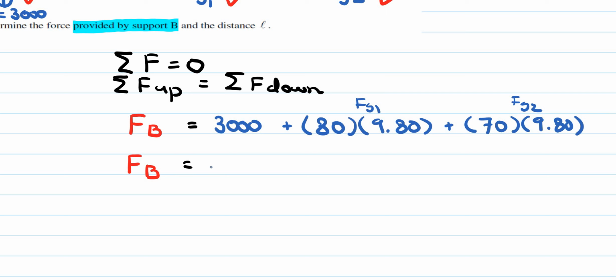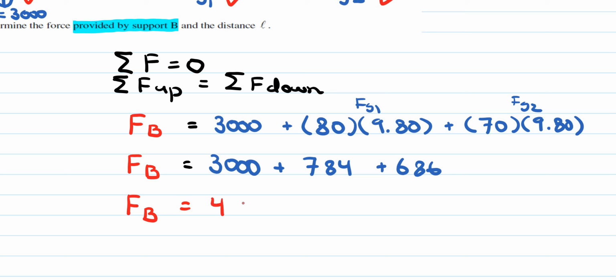So this is going to be 3,000 plus 80 times 9.80, so that's going to be 784. And then we have 70 times 9.80, that's going to be 686. And force B, if I add up all these numbers, we should get a force of 4,470 newtons. So that's the force acting at support B.